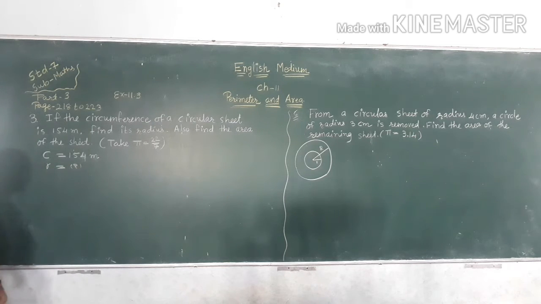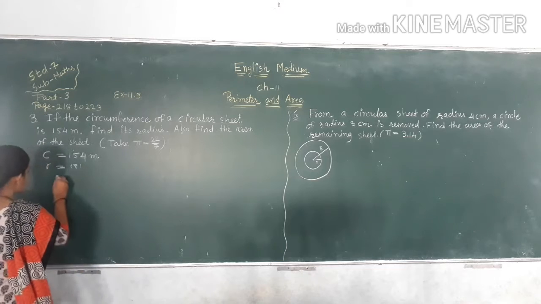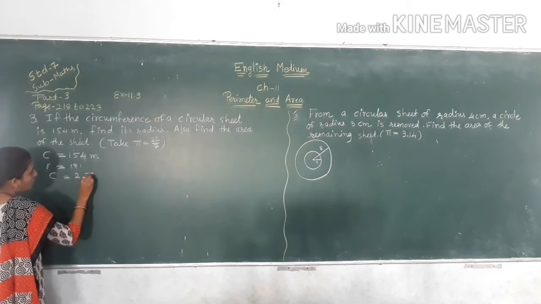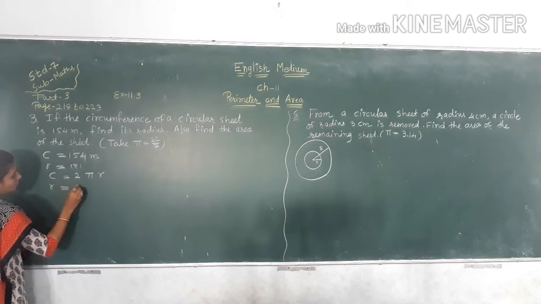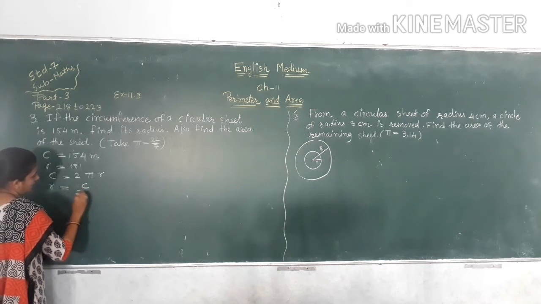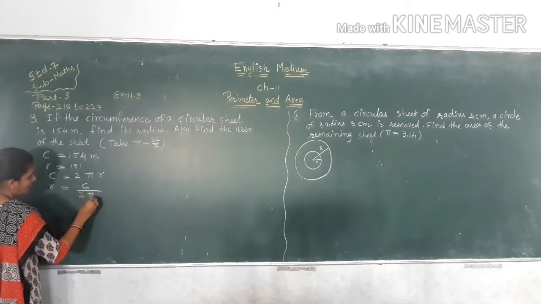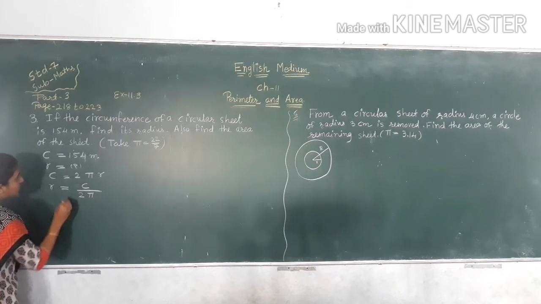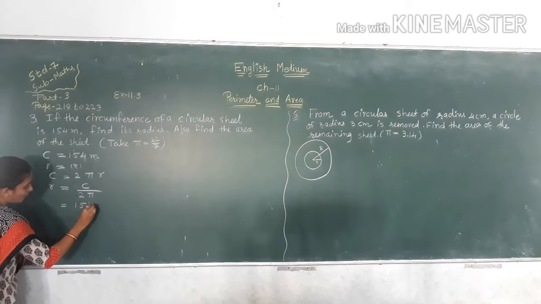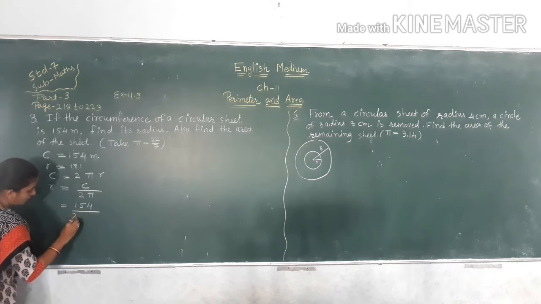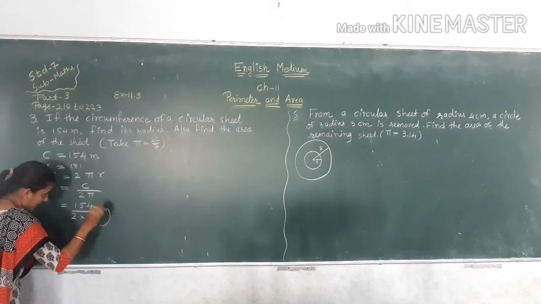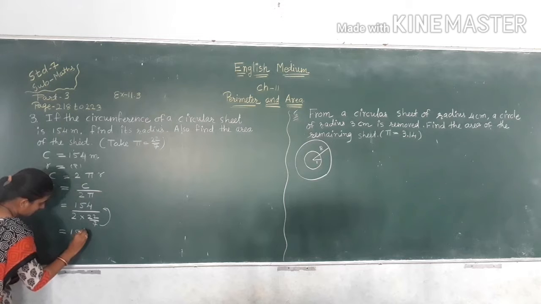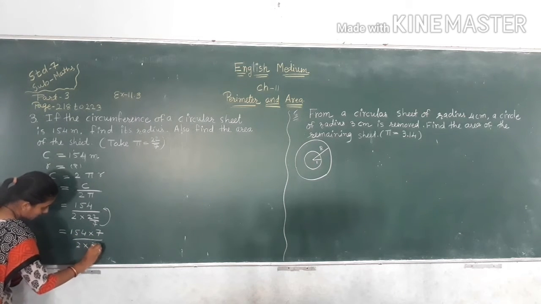Now you know circumference of a circle's formula is equal to 2 pi R. R is equal to C divided with 2 pi. So see here, 154 divided with 2 times 22 out of 7. 7 moves here and that means multiplication. 154 multiply 7 out of 2 multiply 22.